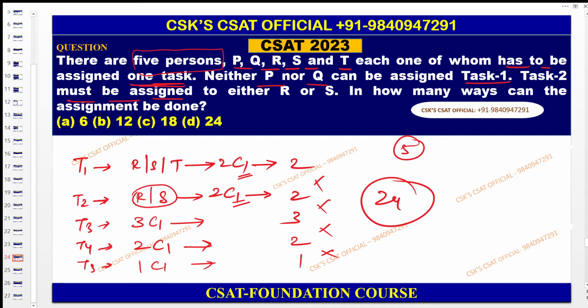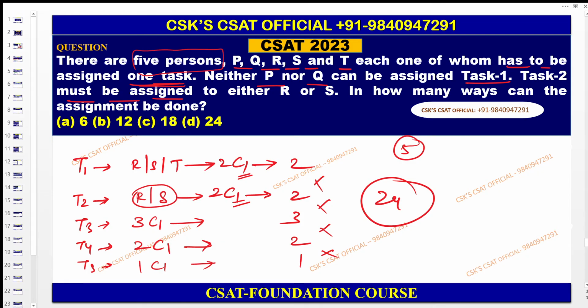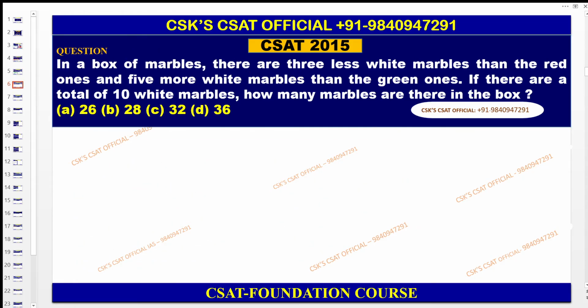The same question was repeated here in 2015. So therefore please go through the previous year question papers, very, very important. Many people will teach you many methods, but this is the very simplest method. You can use this simple method. Now let us move on to the next question.